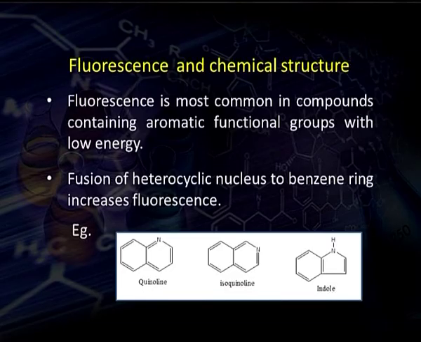Fluorescence and chemical structure. Fluorescence is most common in compounds containing aromatic functional groups with low energy. Fusion of a heterocyclic nucleus to a benzene ring increases fluorescence. For example, we have these three structures. The first one is quinoline, the second is isoquinoline, and the third is indole. In all these three cases, there is a fusion of a heterocyclic nucleus to the benzene, and therefore, in all three cases we obtain an increased fluorescence.